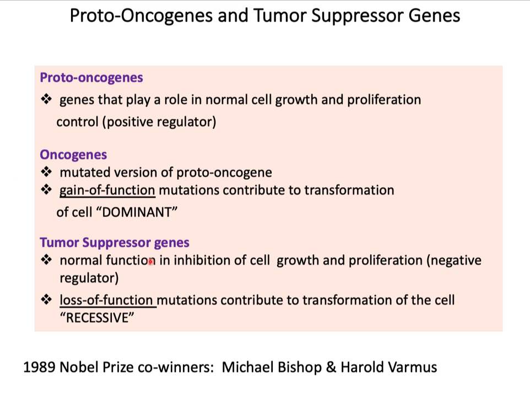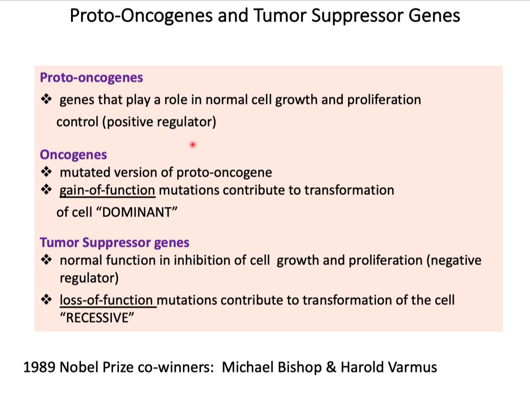tumor suppressor genes. So proto-oncogenes are genes that play a role in regulating cell growth, and they are positive regulators of cell growth. What I mean by that is that the job of their gene product is to drive the cell through the cell cycle from G1 to S to G2 through M and so on. So the proto-oncogenes are the positive regulators of the cell cycle. They drive the cell cycle.